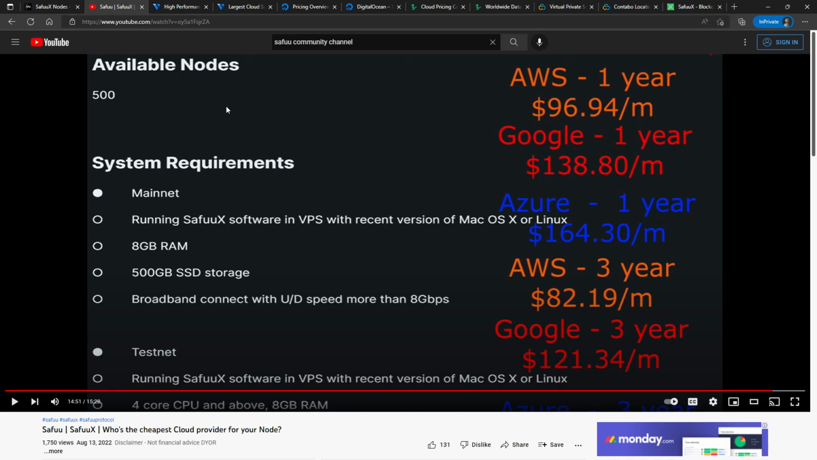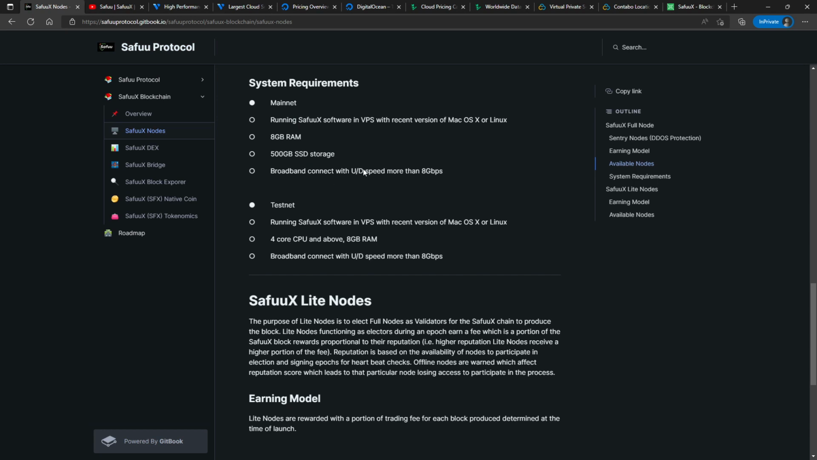Another bit of information from a previous video I did, titled Who's the Cheapest Cloud Provider for Your Node, focused on the 3 biggest ones: AWS, Google, and Azure. I based that on a 1-year commitment, and the cheapest one was AWS at $96.94 per month.